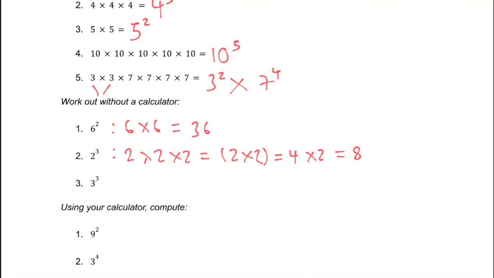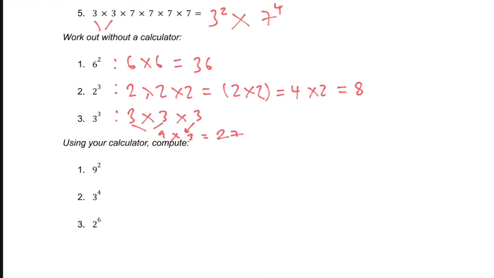Okay, and the next one is 3 cubed. So 3 times 3 times 3. Let's focus on that first 3 times 3, that's 9. And again, it's being multiplied by another 3. 9 times 3 is equal to 27.